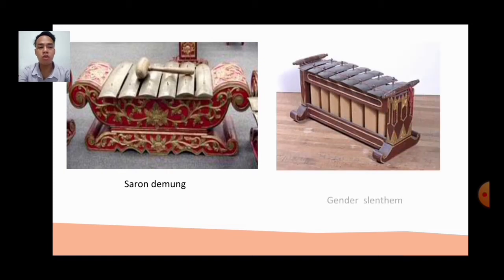Second is what we call the gender slendem. It is encased in a wooden frame. Okay, so its structure is from a wooden frame. And it has 6 or 7 wide and thin metal keys suspended by a string over tuned bamboo or metal tubes, which function as resonators. So it is composed of metals, and the same thing, the structure or the cover or the layer of this is made of wooden frame.